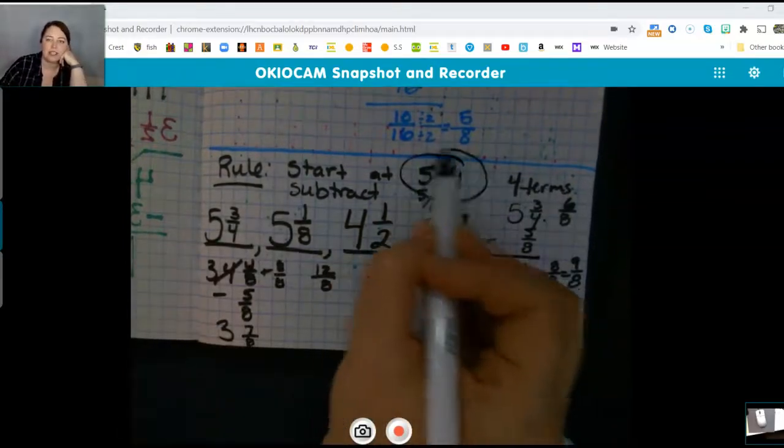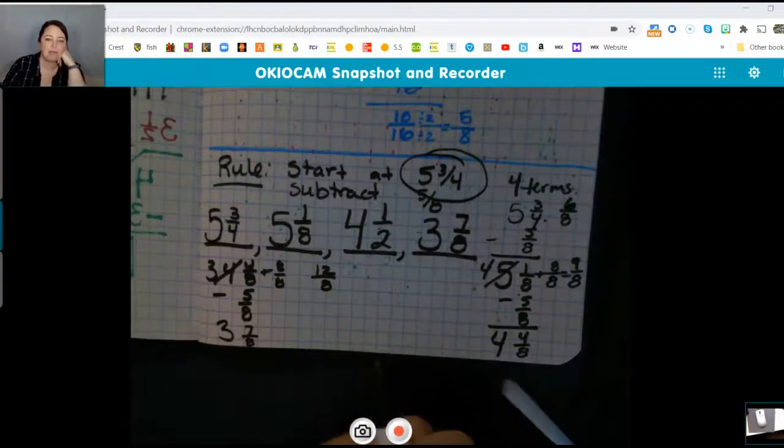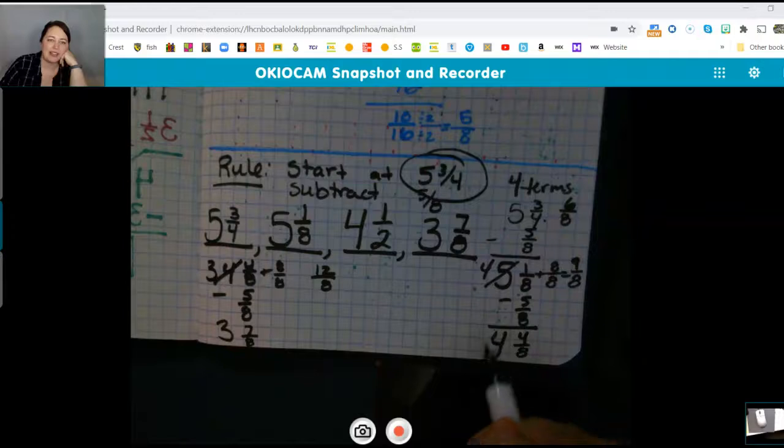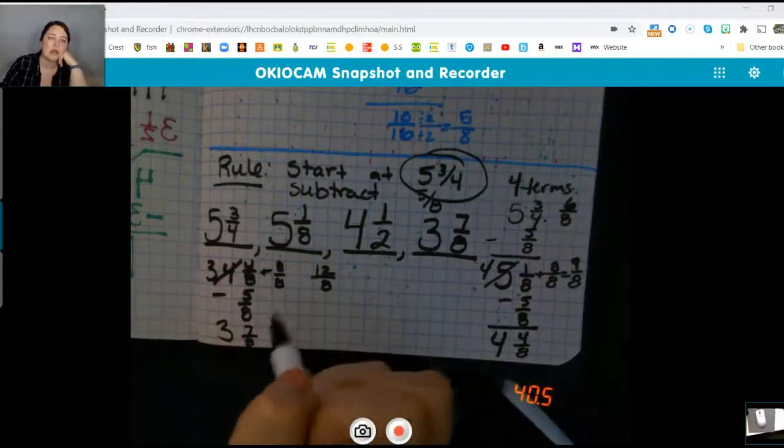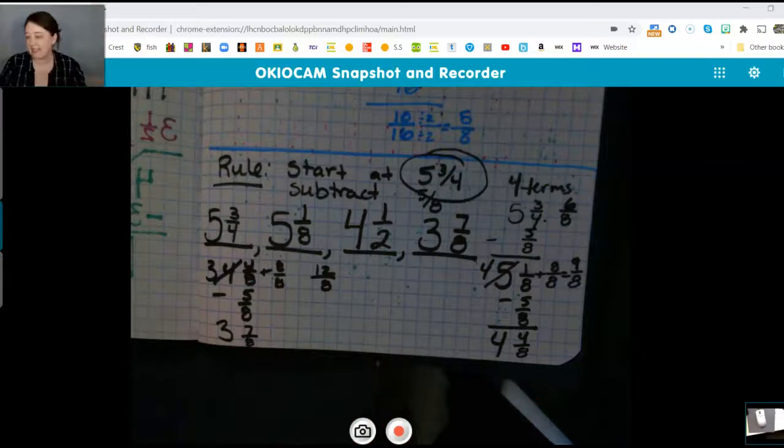The biggest part is that you start with the correct term and that you simplify. Even when I simplify, though, I like to keep the 4 4/8 in the same spot because when I go to subtract 5/8 again, I need it to be an 8.